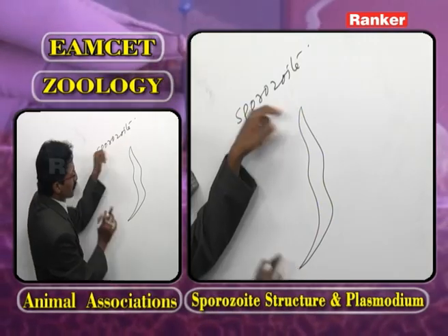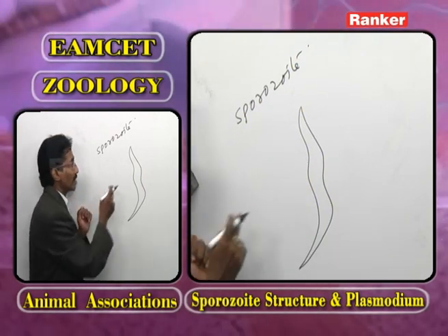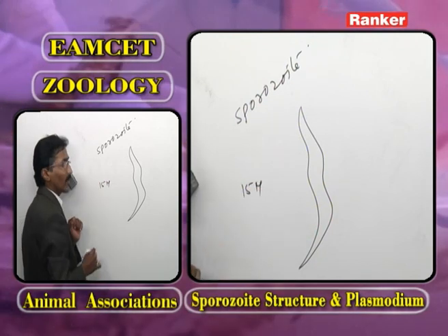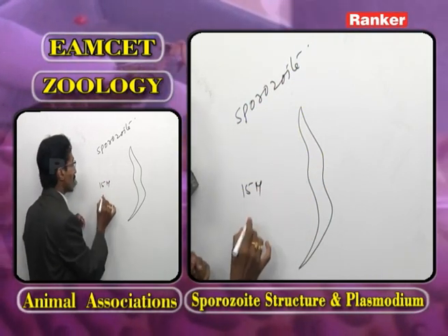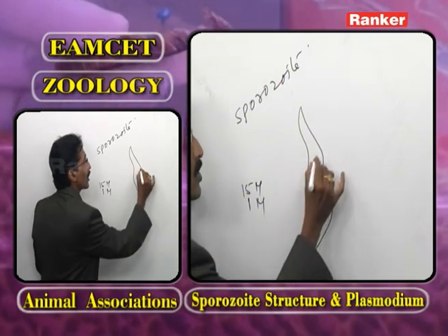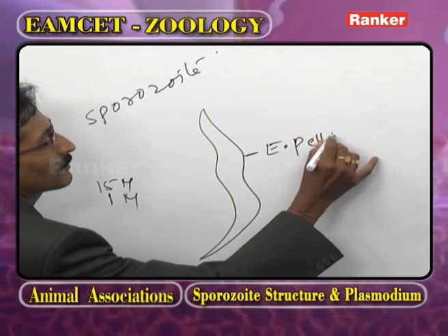The anterior and posterior ends are pointed. The middle part is swollen. What is the length of the sporozoite? 15 microns. What about the width of the body? That is 1 micron. Now the entire body is covered and protected by an elastic pellicle.